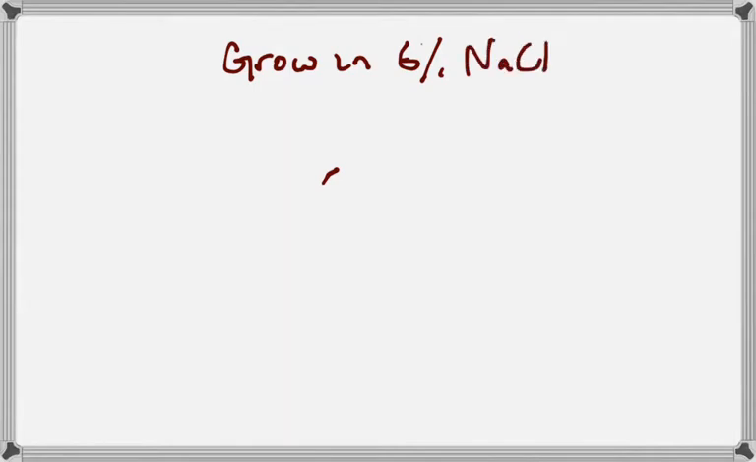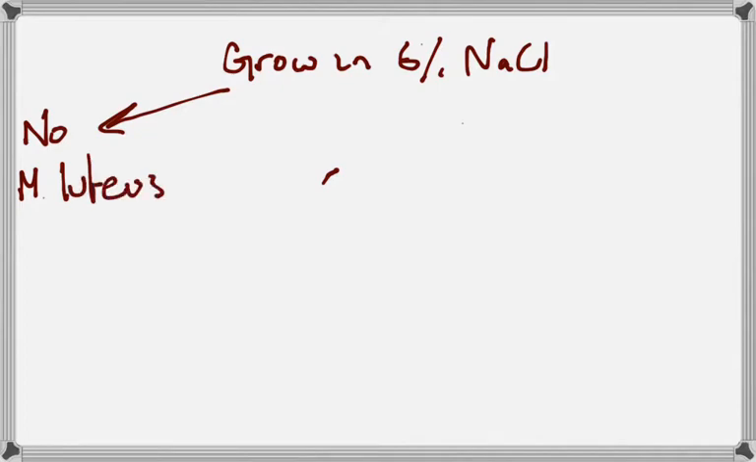So the first question we might ask is whether the organism can grow in 6% salt solution, or NaCl. If the answer is no, then the microorganism is Micrococcus luteus. If the answer is yes, that leaves us with two potential microorganisms, Staph epi and Staph aureus.